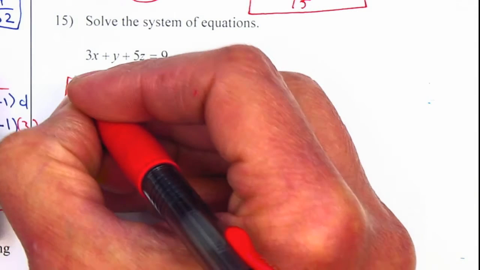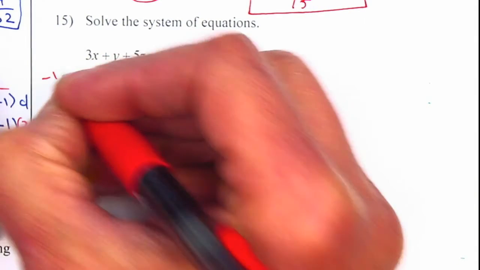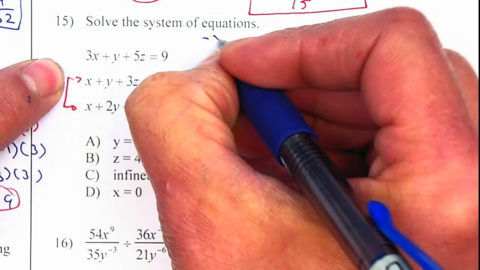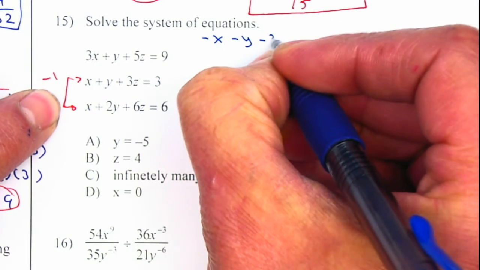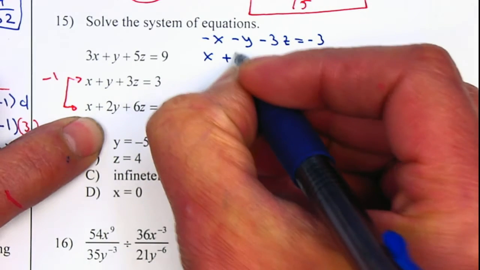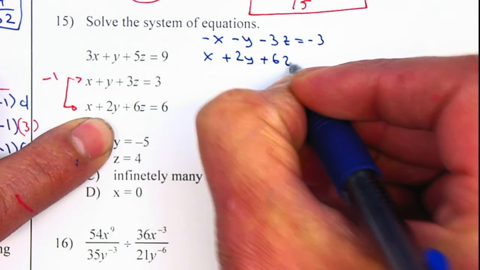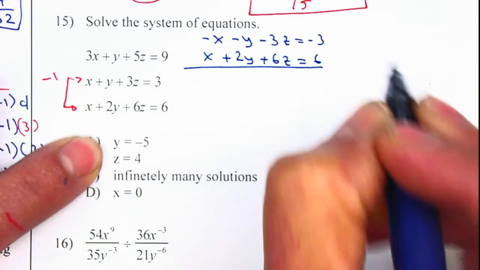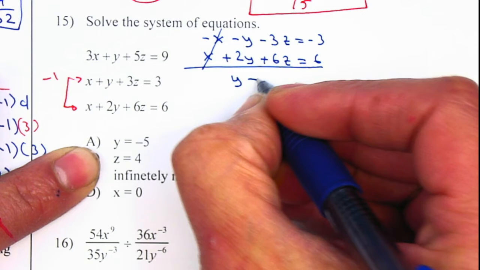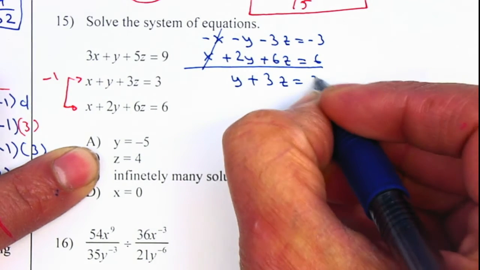So let's go and get the first two equations, or the number 2 and number 3 equation. I'm going to multiply the second one by negative 1. So it'll be negative x minus y minus 3z is equal to negative 3. x plus 2y plus 6z is equal to 6. That cancels. So I have y plus 3z is equal to 3.